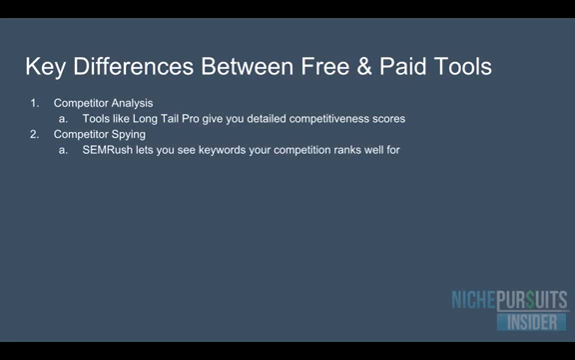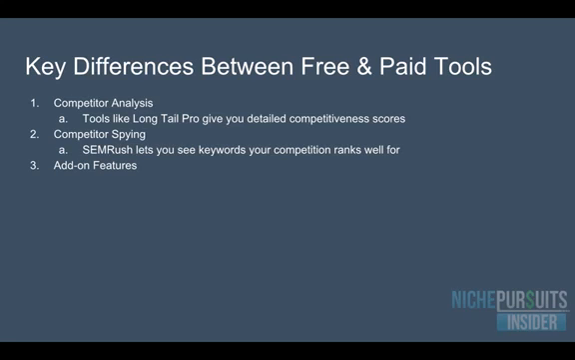Competitor spying, this is a big one. SEMrush is another tool that we pay for. It lets you see the keywords that your competitors are ranking for. This is usually where I start nowadays if I want to get a keyword plan. I go look at sites that I want to emulate, that I'm going to be competing against, and I say, hey, what are they ranking for today? And I go down that list and find things that are lower competition that I can rank for too.